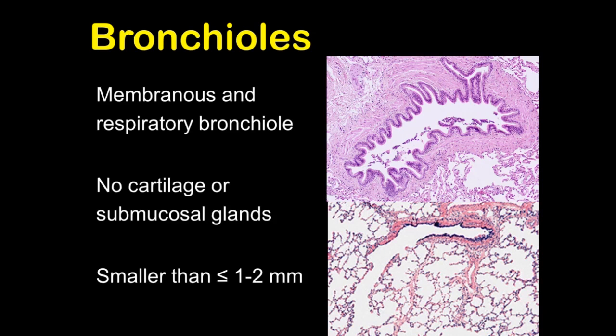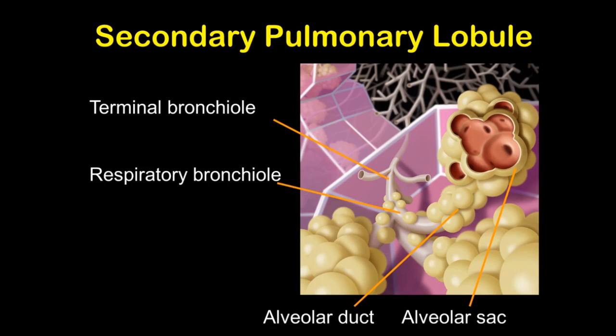Small airways refer to both membranous and respiratory bronchioles. In addition to the small size, they are distinguished by lack of cartilage and submucosal glands. Small airways are arranged within the secondary pulmonary lobule, branching from a central lobular bronchiole that in turn supplies 3 to 12 terminal bronchioles, respiratory bronchioles, and alveolar ducts.